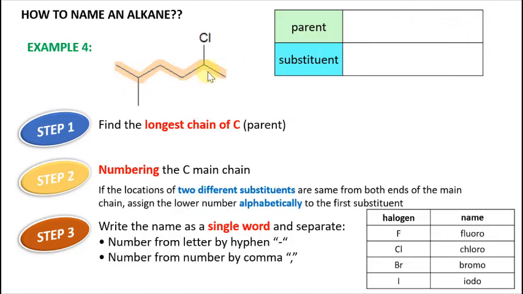If the locations of two different substituents are the same from both ends of the main carbon chain, we are going to assign the lowest number alphabetically to the first substituent. Since our substituents here are chloro and methyl, and C comes before M, we are going to give the chloro the lowest number. So in order to do that, we are going to number our main carbon chain from right to left.